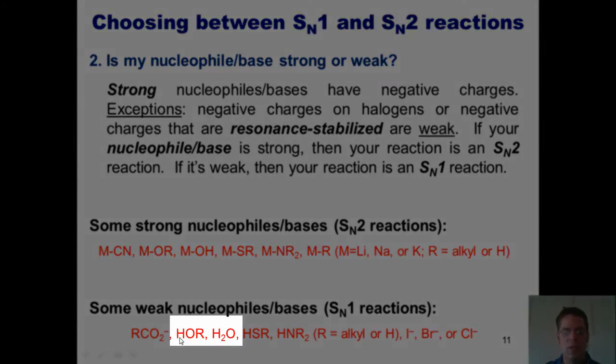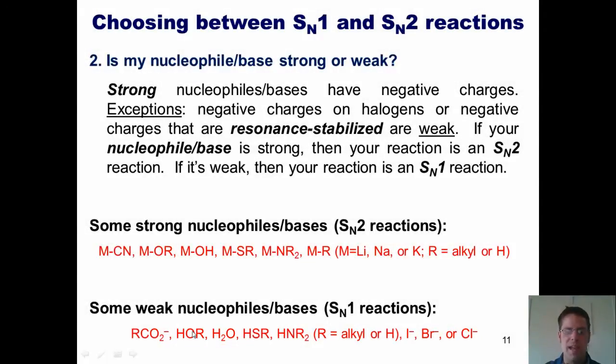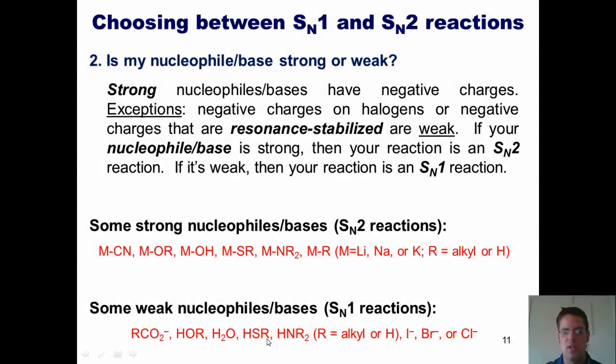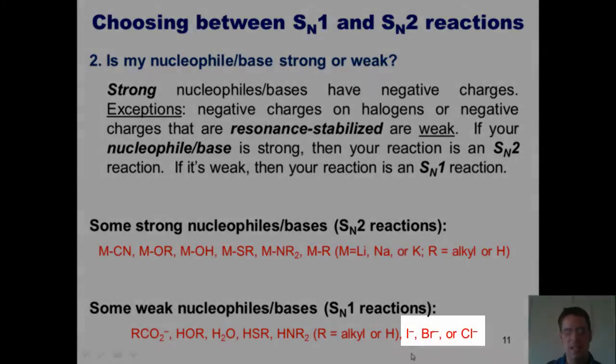If I've got a molecule like this, an alcohol or water, I don't have any negative charges at all. All I have is lone pairs. Now the lone pair electrons can still do substitution reactions, but they are not as reactive as having a localized negative charge on an atom. Thus, these guys are going to be weak nucleophiles. Same thing goes for thiols and for amines, as well as halogens that have negative charges on them.